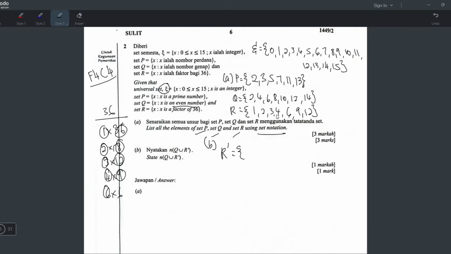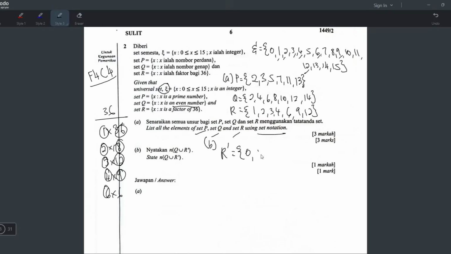Okay, R is 1, 2, 3, 4, 6, 9, 12. So R complement would be everything except R. So everything except 1, 2, 3, 4, 6, 9, 12. And when I say everything, it means everything in the universe, in the universal set. So let's list out everything except the R lah. So 0, okay, and then 3, no. 1, 2, 3, 4, those are R.